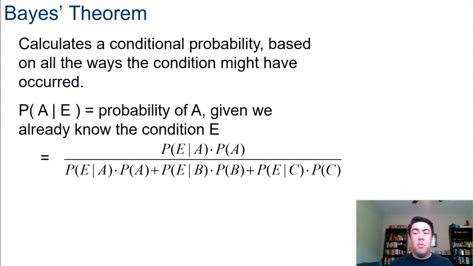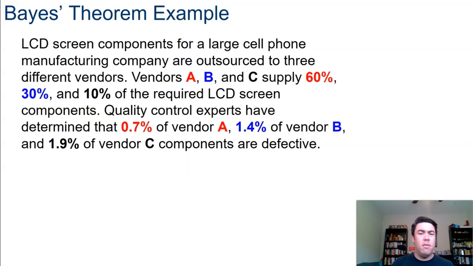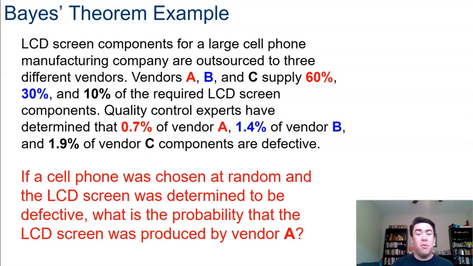Bayes' theorem is intuitive for most people, but computing it can be very difficult. So let's go ahead and look at an example using LCD screen components for a very large cell phone manufacturing company that are outsourced to 3 different vendors. Vendors A, B, and C supply 60%, 30%, and 10% of the required LCD screen components. Quality control experts have determined that 0.7% of vendor A, 1.4% of vendor B, and 1.9% of vendor C components are defective. If a cell phone was chosen at random and the LCD screen was determined to be defective, what is the probability that the LCD screen was produced by vendor A?